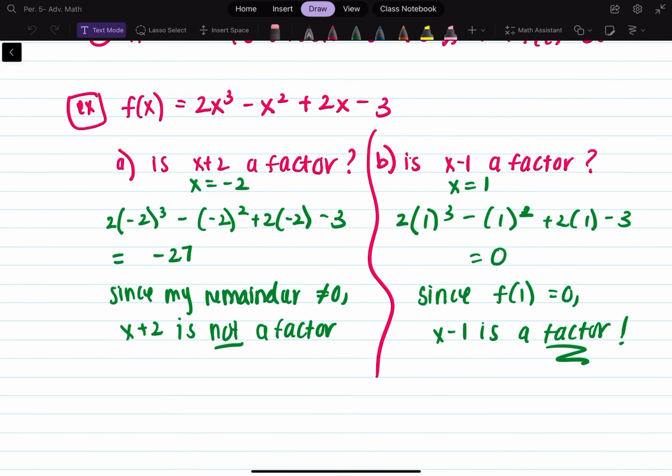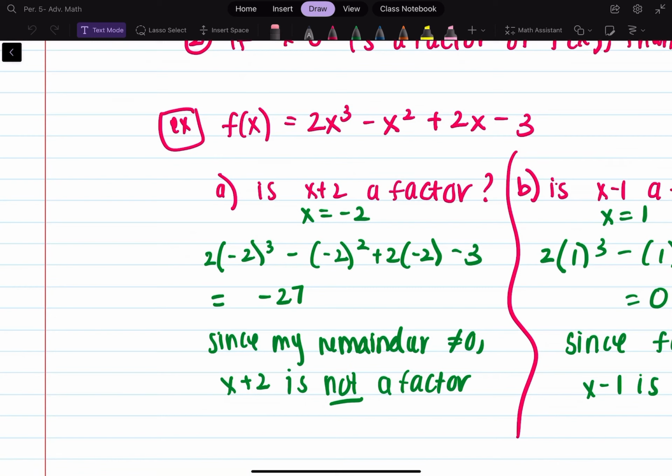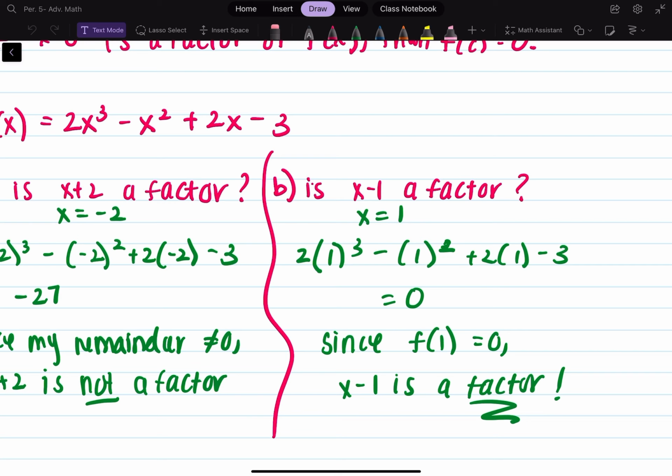So, I gave you the polynomial 2x cubed minus x squared plus 2x minus 3, and I gave you two other polynomials, x plus 2 and x minus 1, and I wanted you to figure out if they were factors of the original. So in part A, we noticed that once we substitute in our factor into our polynomial, we do not get a remainder of 0. So x plus 2 is not a factor. However, in part B, we see that once we substitute in our value of 1 into our polynomial, we get a remainder of 0. So we do know that x minus 1 is indeed a factor.